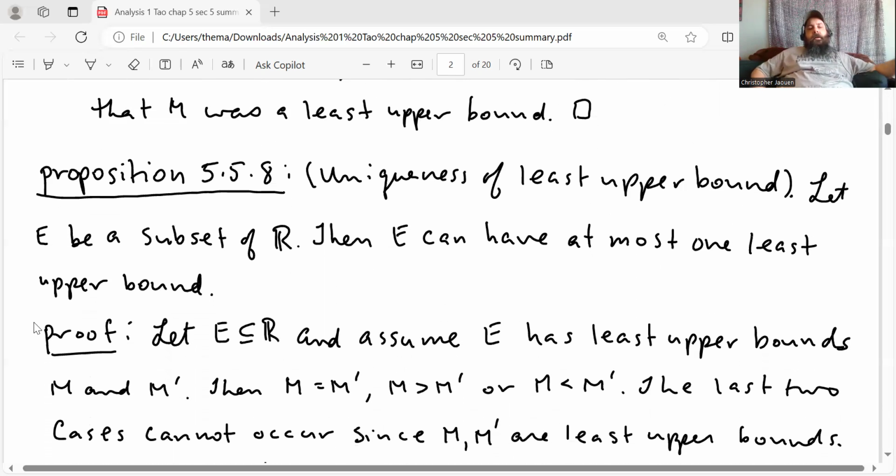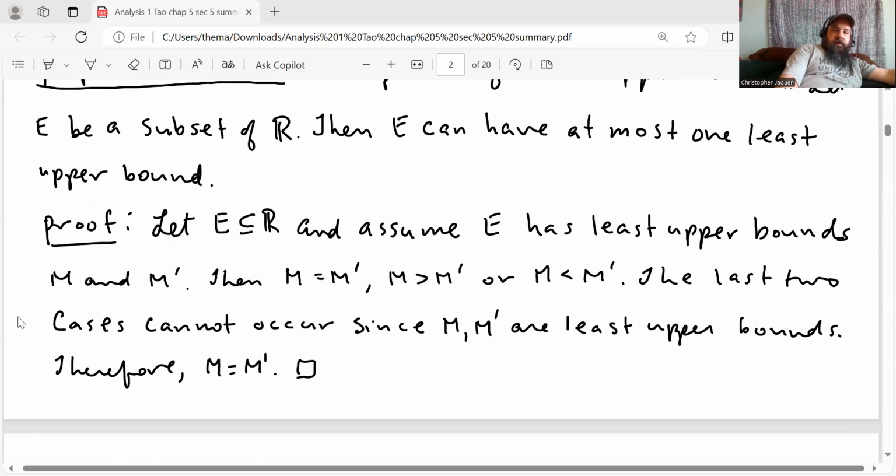All right, next we get a proposition which states that least upper bounds are unique. This is proposition 5.5.8. Let E be a subset of the real numbers, then E can have at most one least upper bound. All right, so here's the proof.